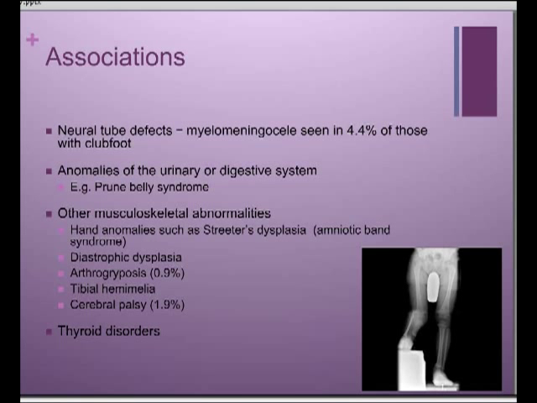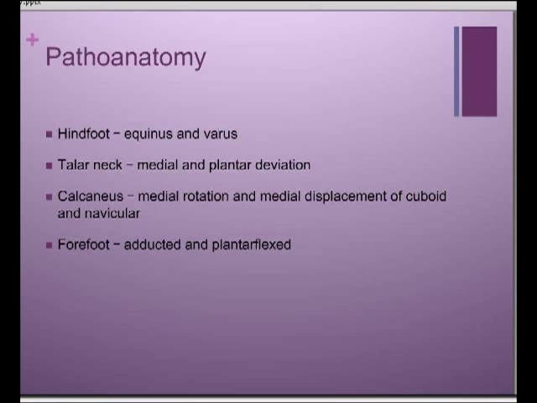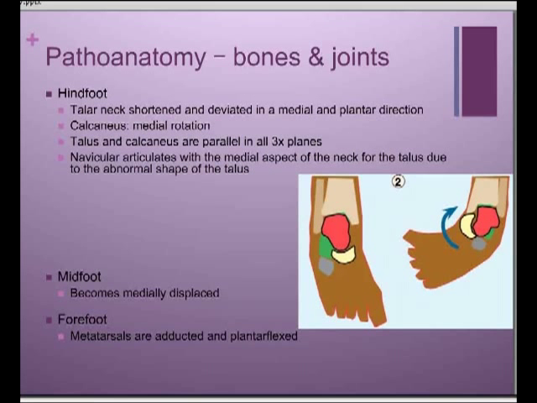Going through the pathoanatomy, effectively there are a few components to it. The hind foot is in equinus and varus. The talar neck and calcaneus are involved, with the calcaneus having some medial rotation as well as the cuboid. And the forefoot is adducted and plantarflexed. In the hind foot, the talar neck is shortened and deviated medially, so that's the pink. The calcaneus is medially rotated.